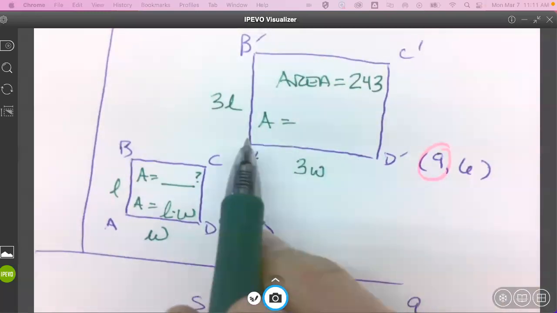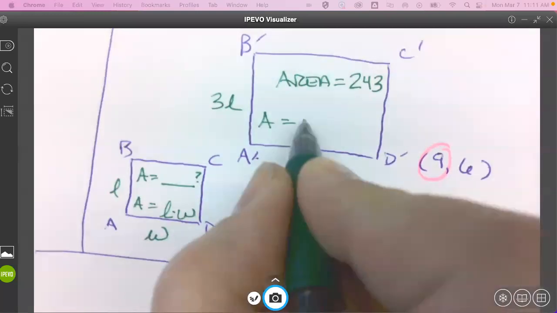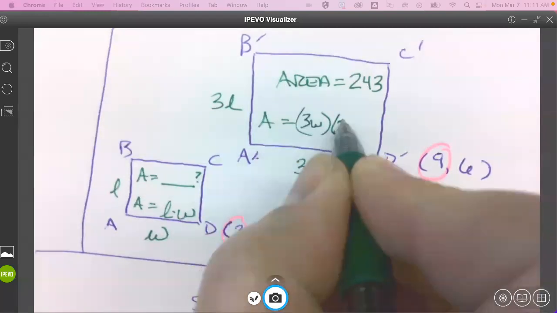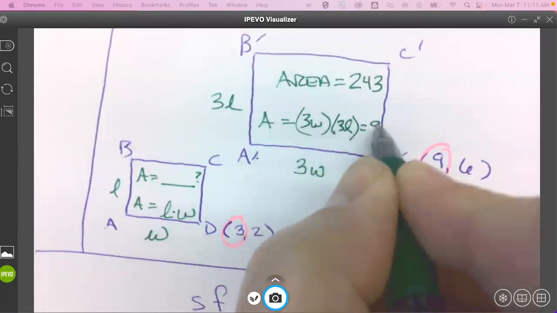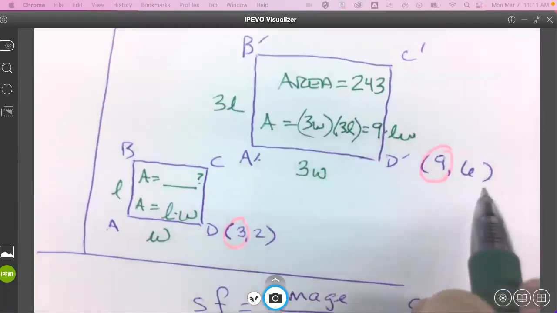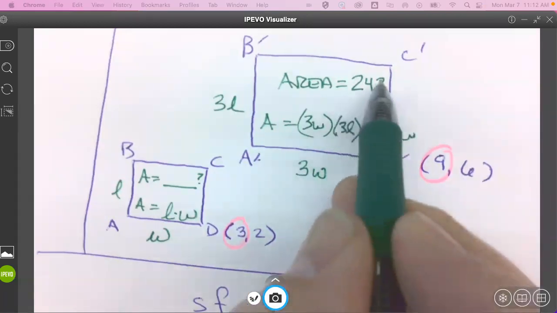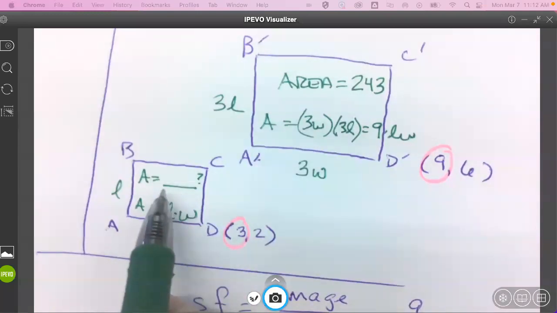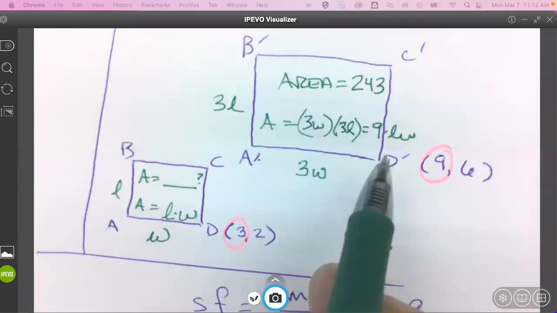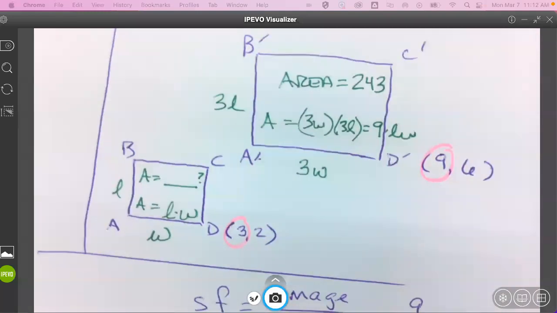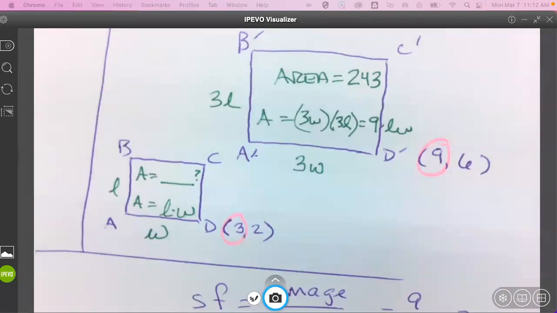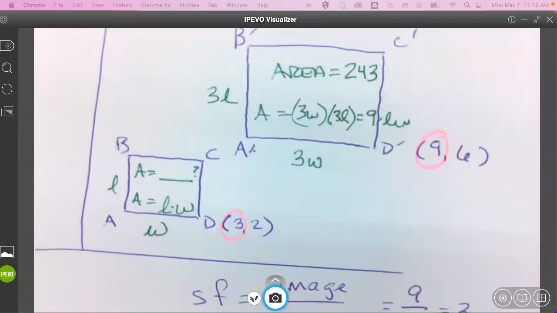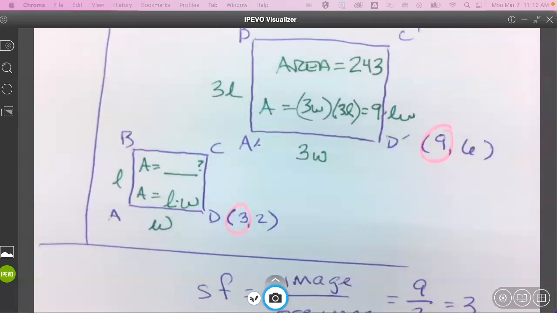Which means when I find the area, it's going to be base times height. What is 3W times 3L? 9LW. So instead of what we initially thought, that I could take the area of this one and divide it by 3 to find the area of this one, what we're seeing is that it's 9 times as much, not 3 times as much. Why is that? Because it's the area, but what is it about the area that makes it not just be 3 times as much, but actually 9 times as much?